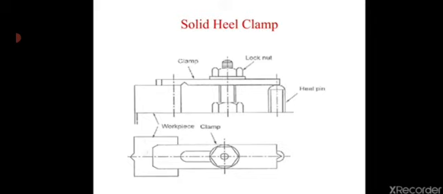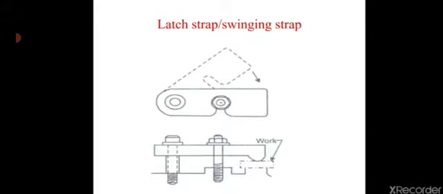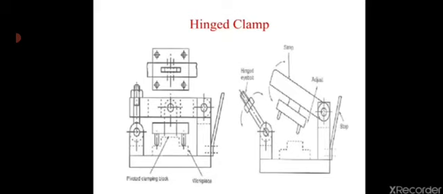Next type of clamp is latch strap or swinging strap. This is a special type of clamp which provides a means for loading and unloading the workpiece. For this, the latch or strap can be swung in or out. Next type of clamp is hinge clamp. It is similar to the swinging latch clamp in which the latch and side movements are controlled. In this, the latch is fully open when the faces are in contact. A hand nut is used to clamp the workpiece.